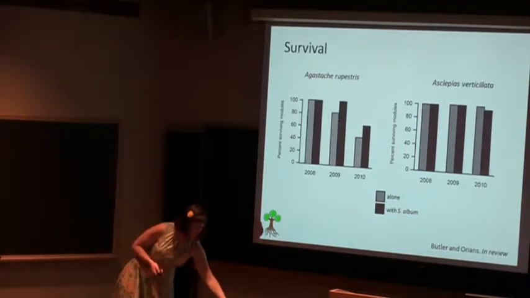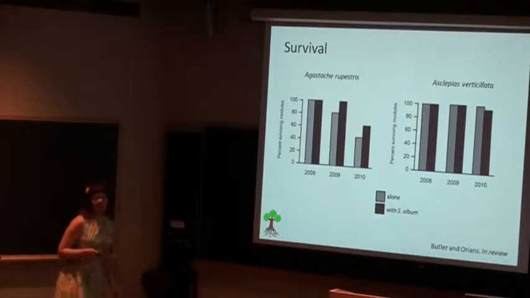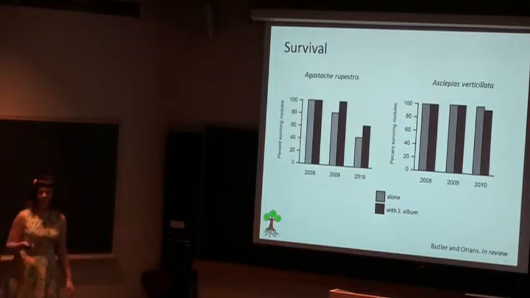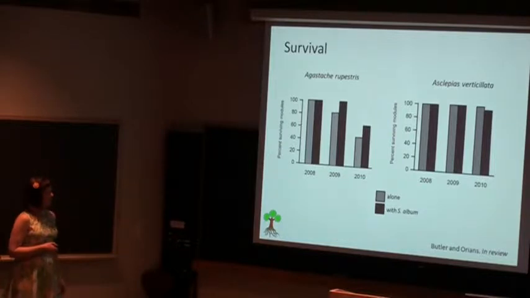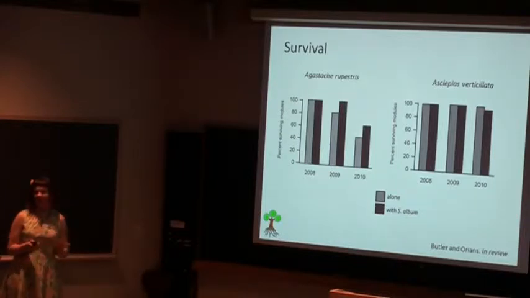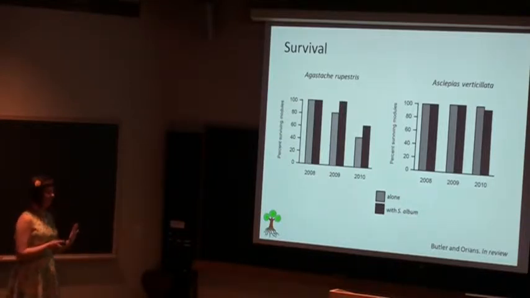As far as survival goes, for most plants, we didn't get to the point where we were killing them, it was just drought stressing them. But with the Augustastra, we did see a trend towards higher survival with sedum. With the Asclepias, the plants were so drought tolerant that they all survived regardless. I think this little bump here is one plant that died.